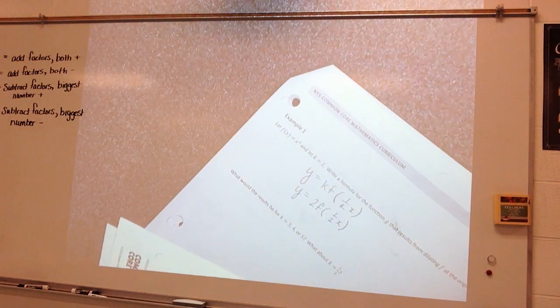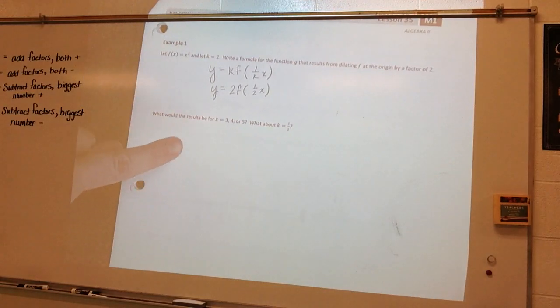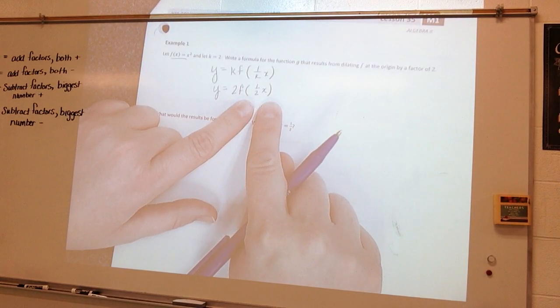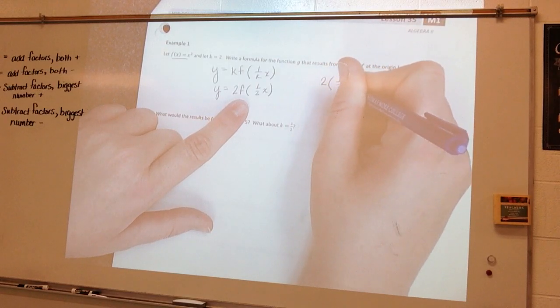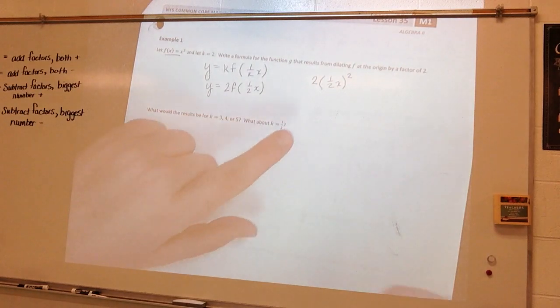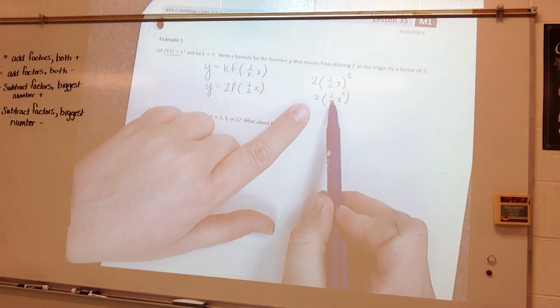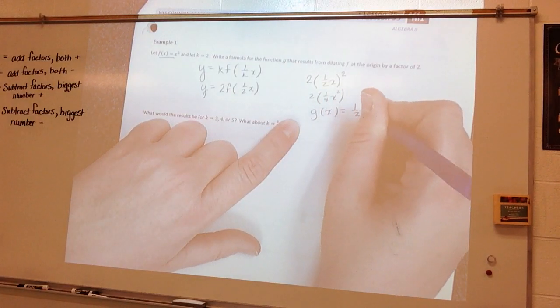Now, there's my function. Since we know that f of x is equal to x squared, I can now substitute that in. It tells me that f of x is equal to x squared. So I'm now going to substitute that in to this. So I get 2 times 1/2 x, and I want to square that. Well, that would be 2 times 1/4 x squared. Well, 2 over 4 is 1/2, so g of x is going to be equal to 1/2 x squared.